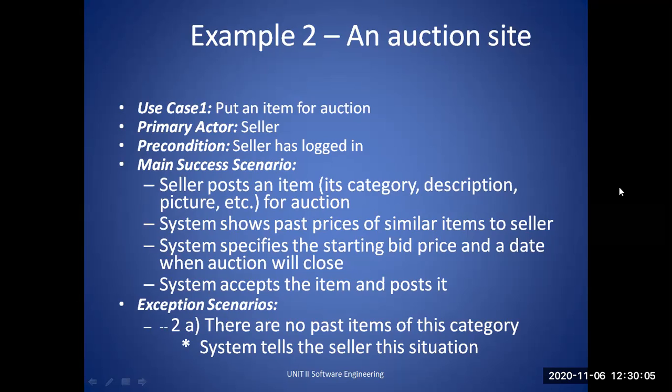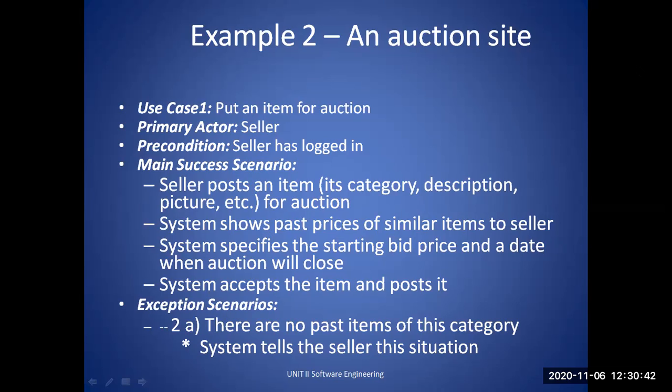So what will be the main success scenario for this use case? The seller will post an item, its category, description and picture for auction. See, if you want to sell something online, you have some kind of app or website. What is that? I want answers from you. Which site is used for selling products online? OLX.com. Yeah, OLX.com is one kind of third party website which is used for selling products online.